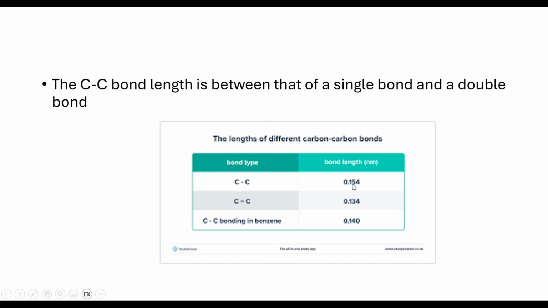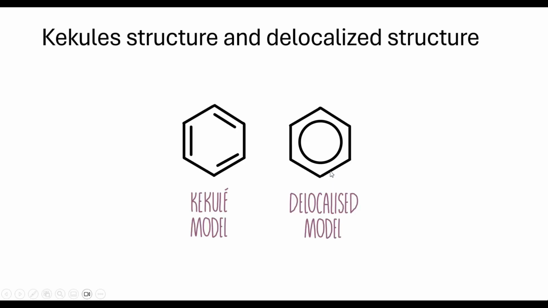A C-C single bond is 0.154 nanometers. A C=C double bond is 0.134 nanometers, and the one in benzene is 0.140. So effectively, it's as if you've got alternating C-C single bonds and C=C double bonds, alternating ones but combined together in a certain way. You get what I'm trying to say?